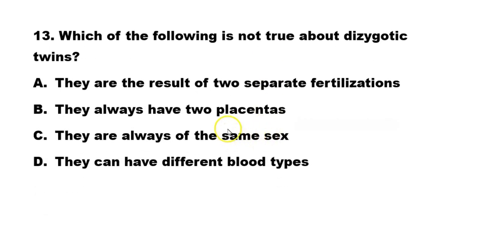Question number 13. Which one of the following is not true about dizygotic twins? A. They are the result of 2 separate fertilizations. B. They always have 2 placentas. C. They always have the same sex. D. They can have different blood types. Think over it for 5 seconds.